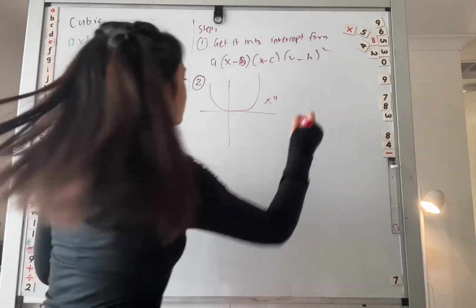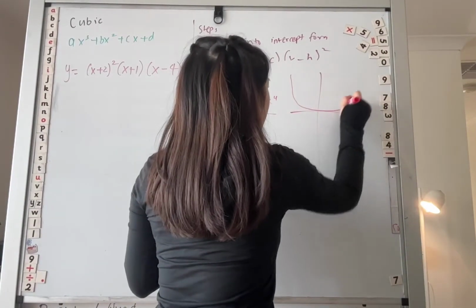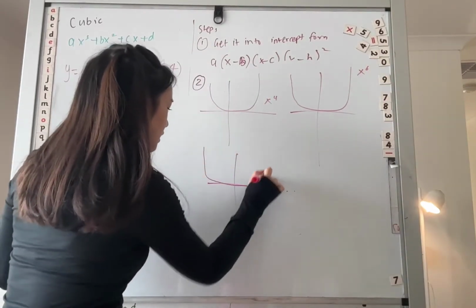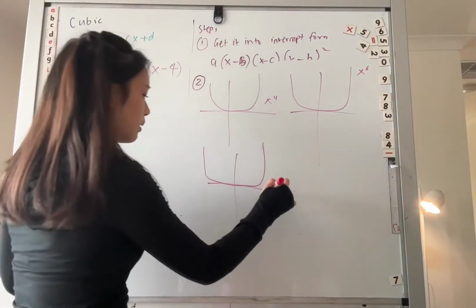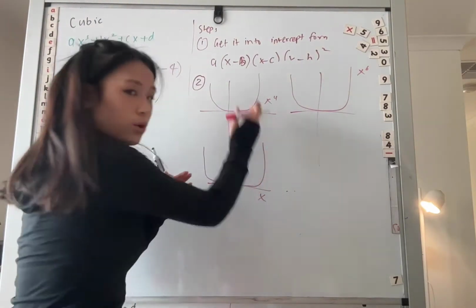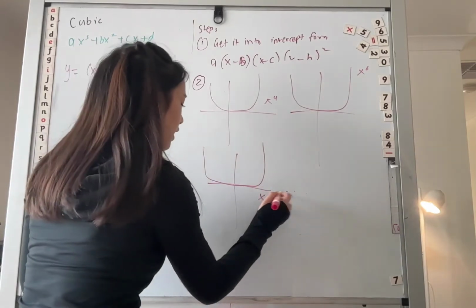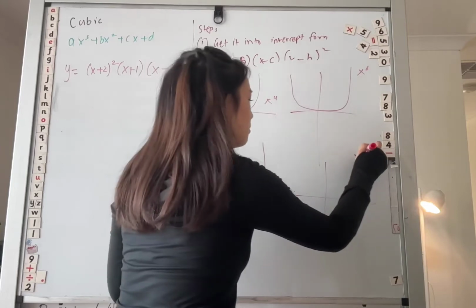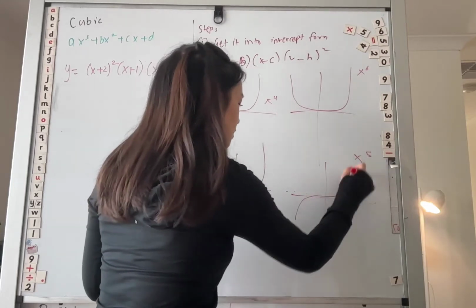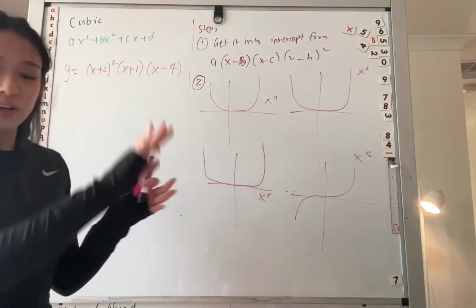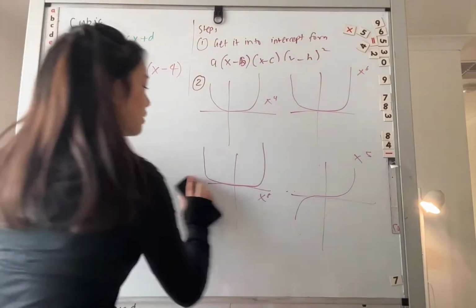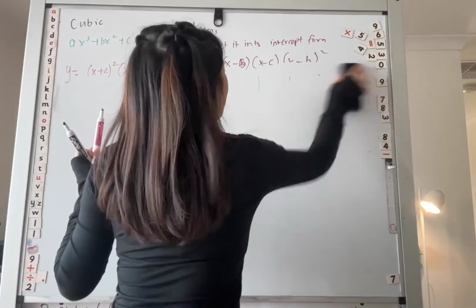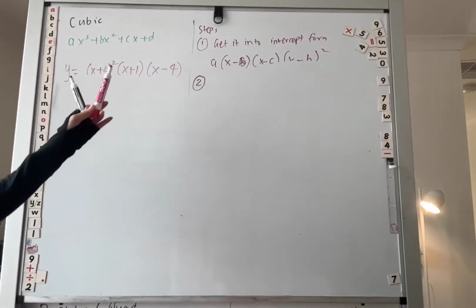All even functions, so if you have like x to the power of 6, look basically very similar to the parabola, except they grow quicker, okay? So this is x to the power of 8. Whereas x to the power of an odd term, x to the power of 5, is going to look the same, but they're just going to grow quicker as well because you're multiplying more of it by itself.